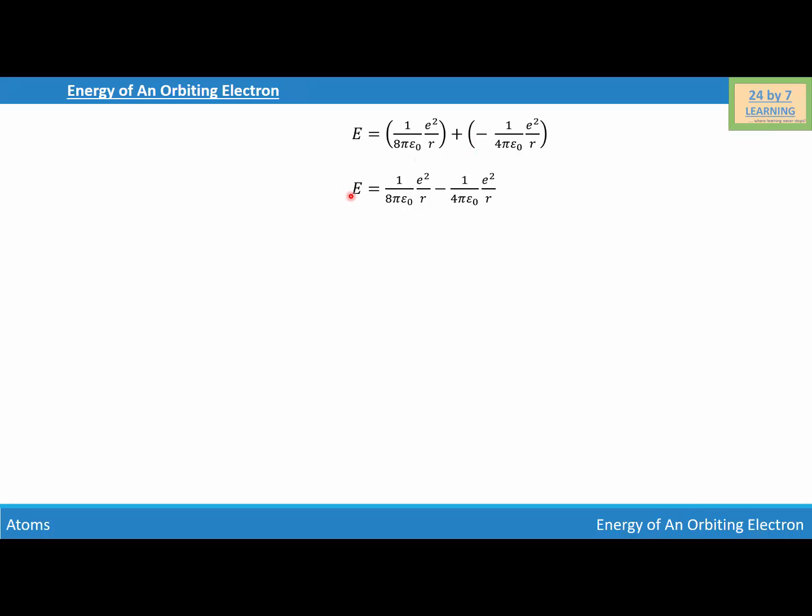So our expression will be E is equal to 1 over 8 pi epsilon 0 e square over r minus 1 over 4 pi epsilon 0 e square over r. If we simplify further, we will get E is equal to negative 1 over 8 pi epsilon 0 e square over r. And let this be our equation number 4. And this is how we will find the energy of an orbiting electron.